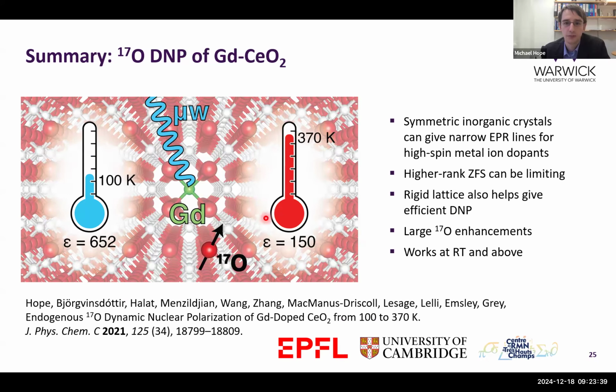To sum up my first story, if you have these very symmetric crystals, you can get narrow EPR lines for high-spin metal ions, but there's still a limit, and in this case, you're limited by higher rank zero field splitting. You do get some benefit though, and that arises from the rigid lattice, which slows down the electron relaxation. And so for gadolinium-doped ceria, we can get very large oxygen enhancements. We could do some cool stuff with that, which I didn't have time to talk about today, but happy to chat if anyone's interested. And what was quite nice here is we can apply this at room temperature or above room temperature, and we still get appreciable enhancements.